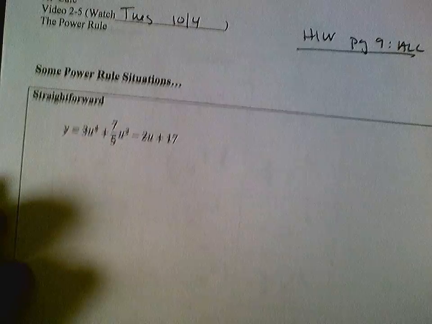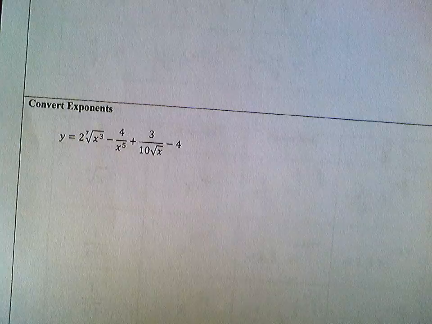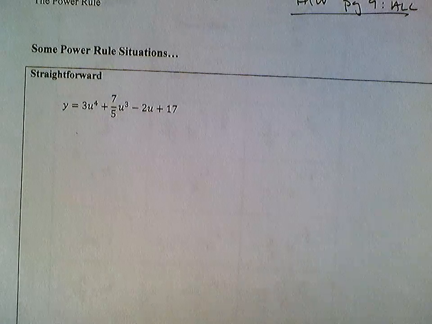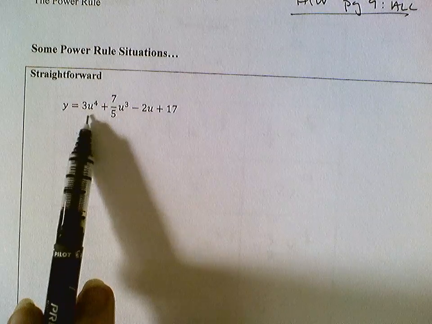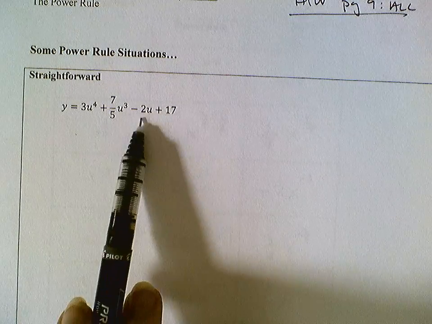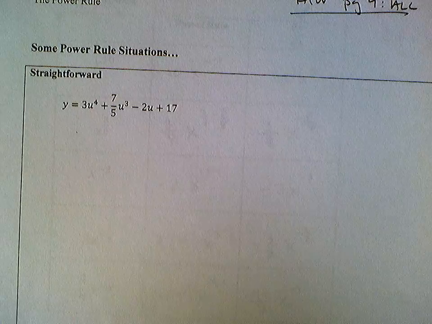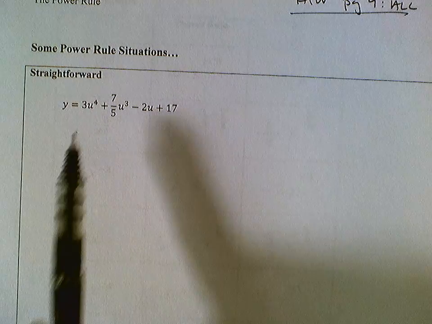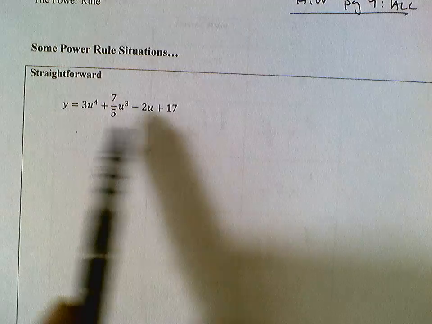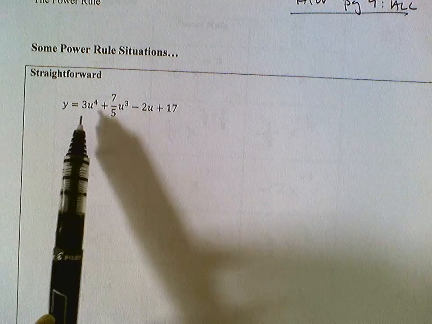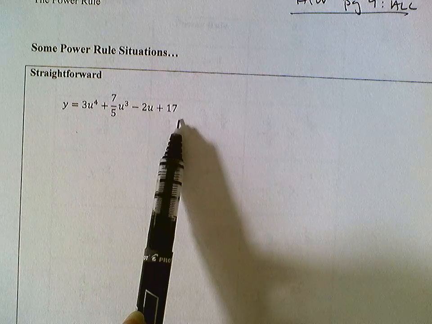So here are some power rule situations. Again, we're going to do a straightforward example, and then we're going to have to convert. So this straightforward example, okay, y equals that. I look at this and I see 4 terms. And each term in itself is of the form ax to the n. And when you're taking the derivative, guys, taking a derivative of a full function like this with multiple terms is the same as taking the derivative of each term separately.